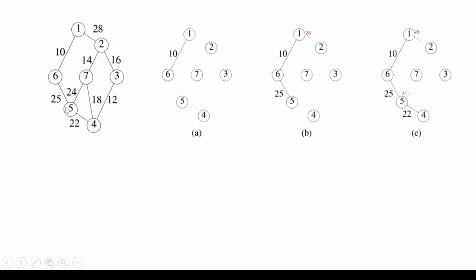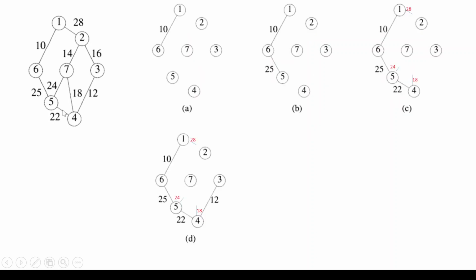Now from 5, check which are the edges going out to other vertices. We have one edge from 5 to 7 with weight 24, and another edge from 5 to 4 with weight 22. We have one in our mind, that is 28. Now among these three, 28, 24 and 22, which is the minimum cost? The minimum cost is 22.